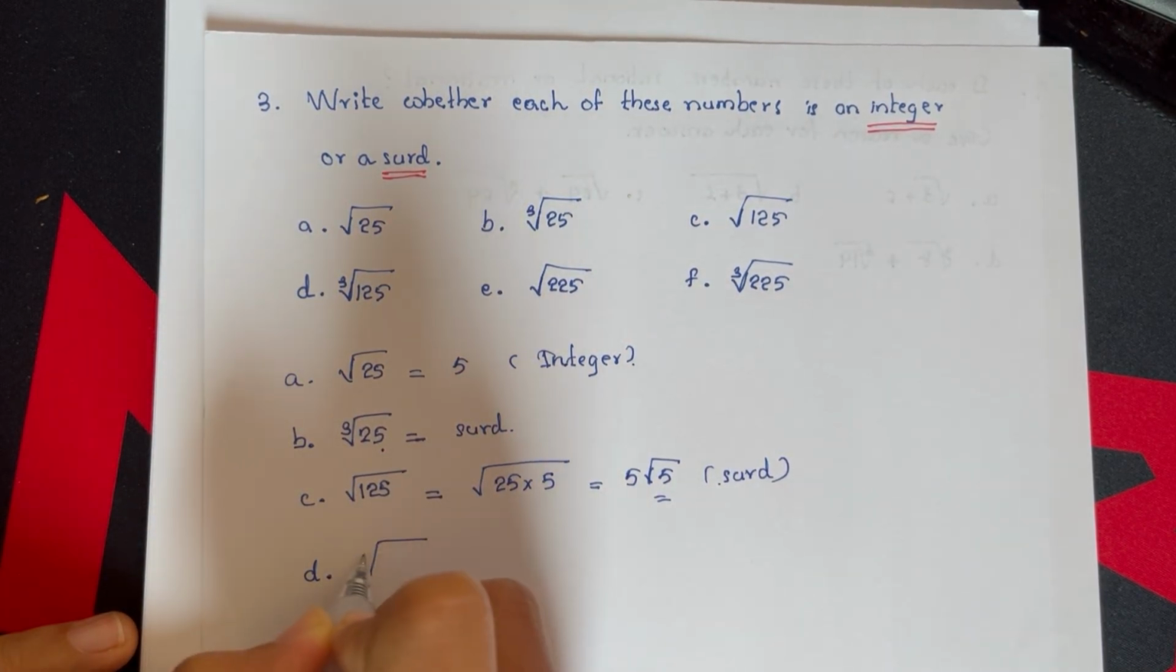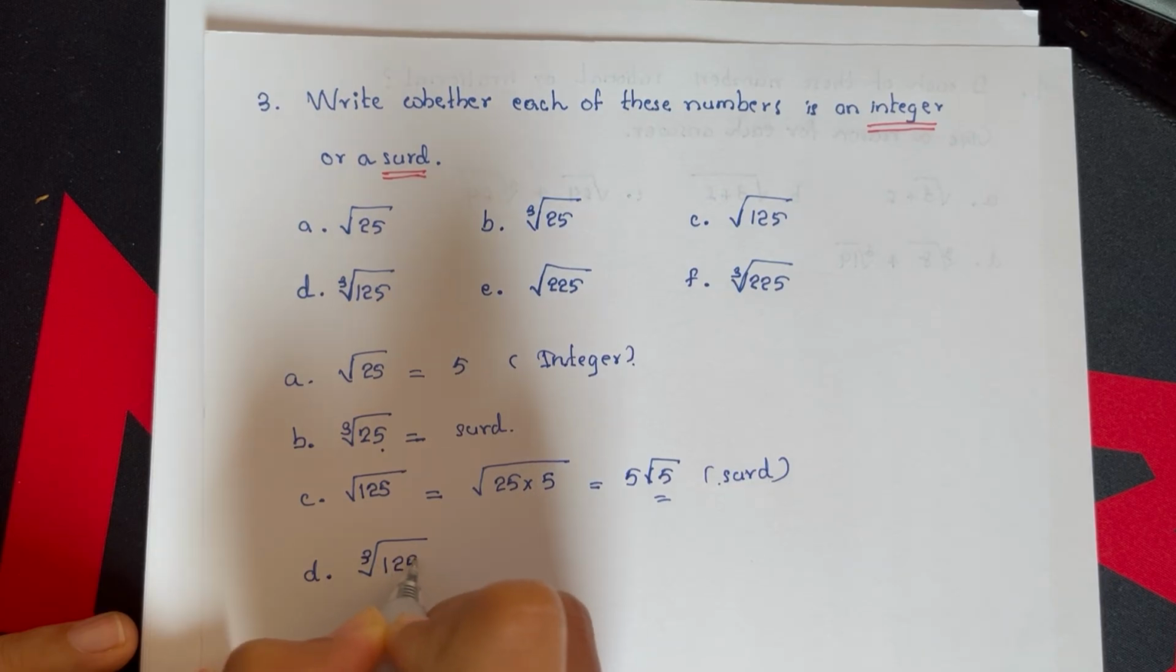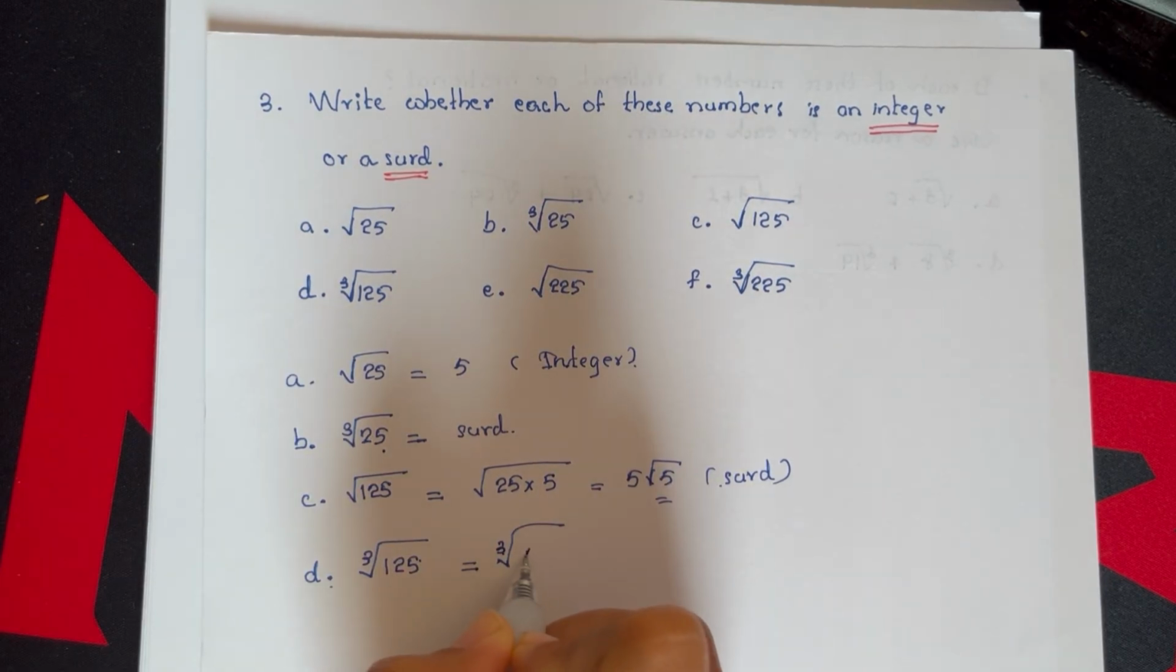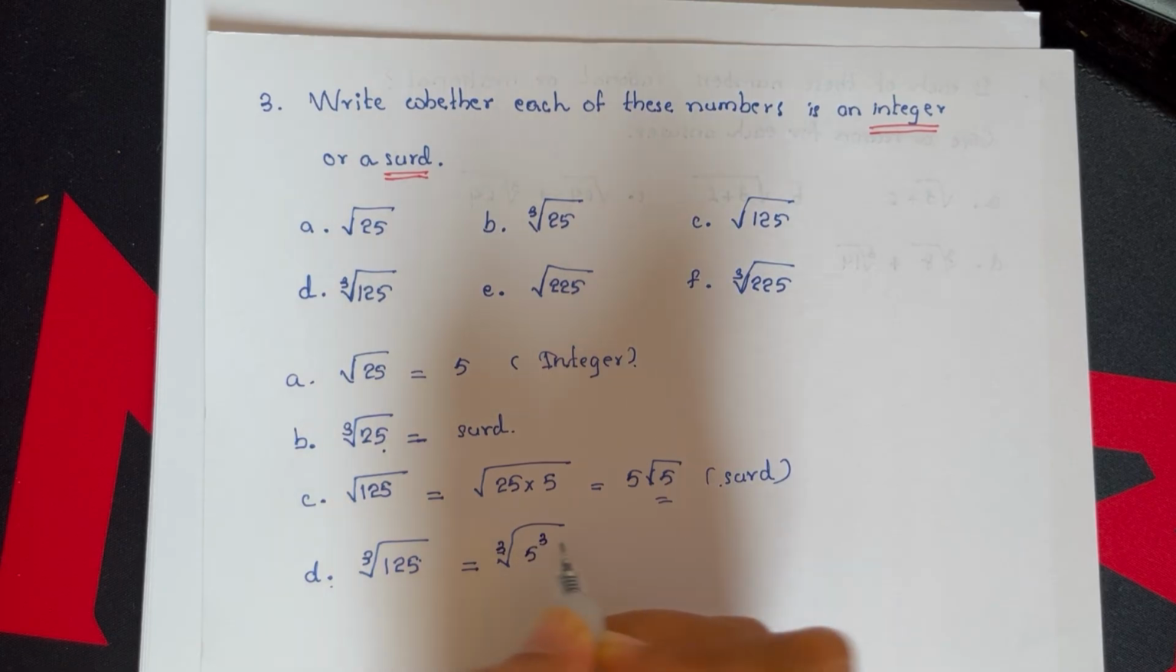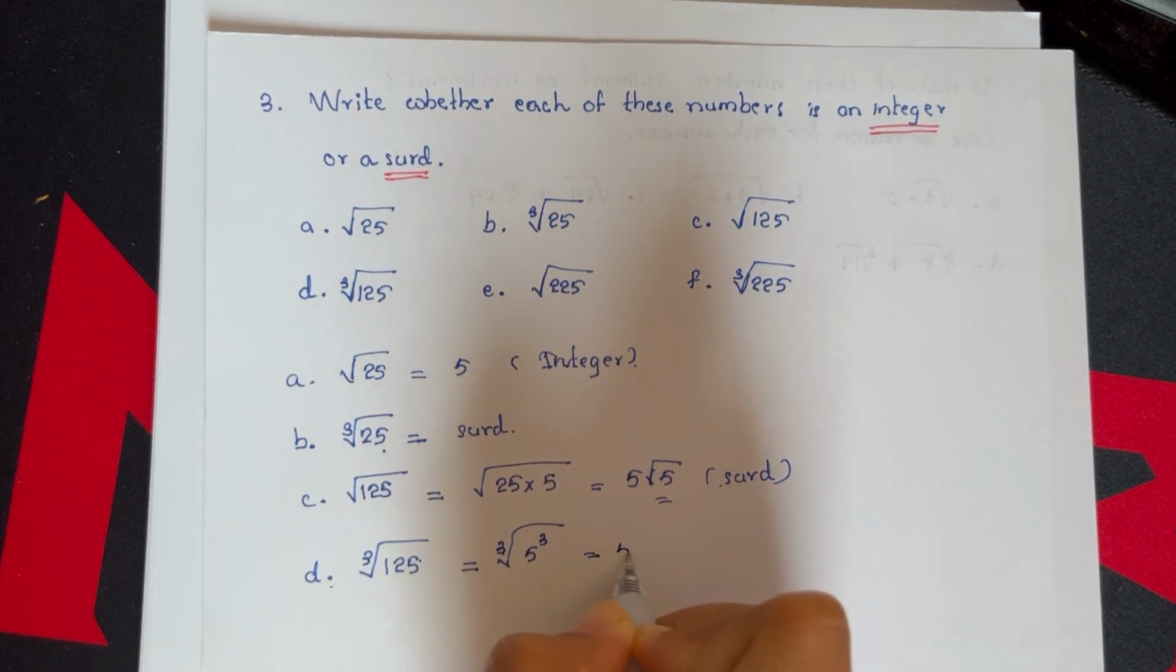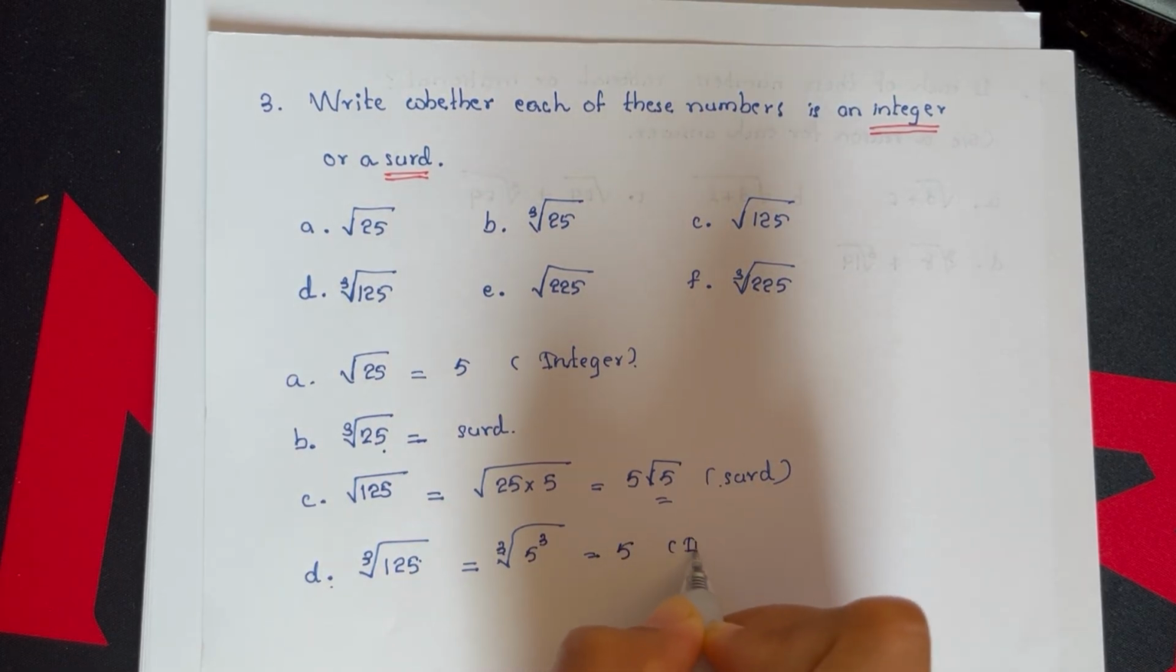D, cube root of 125. 125 is equal to 5 cubed. So that's equal to 5. 5 is an integer.